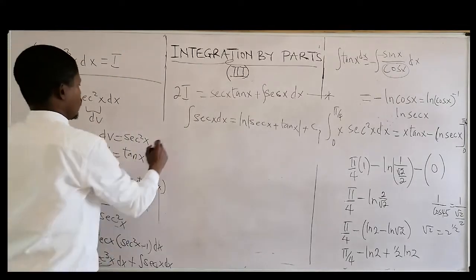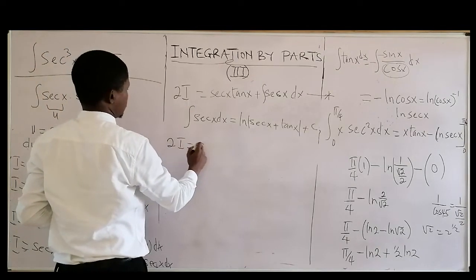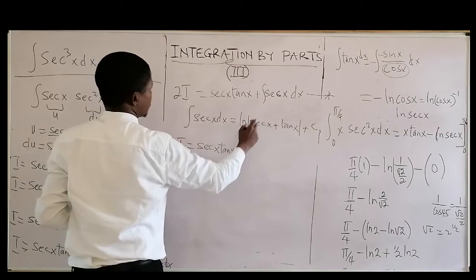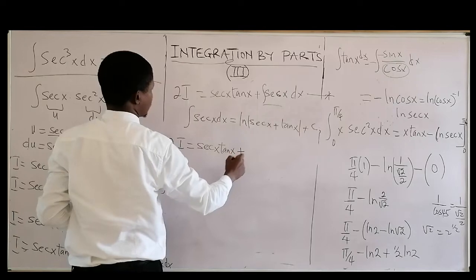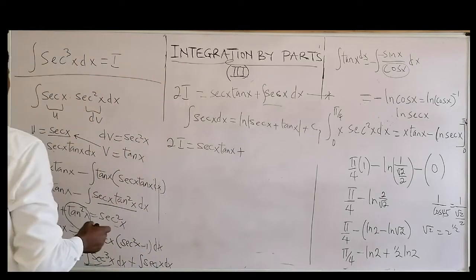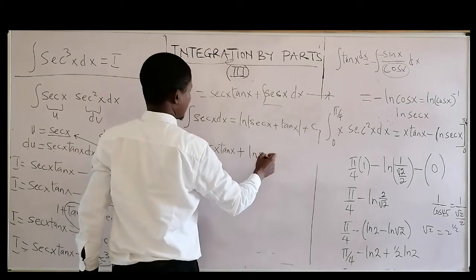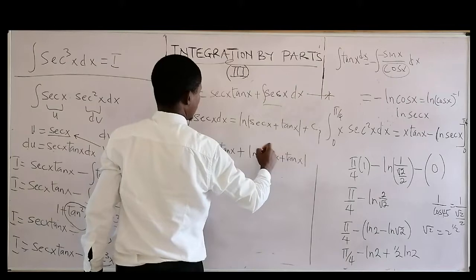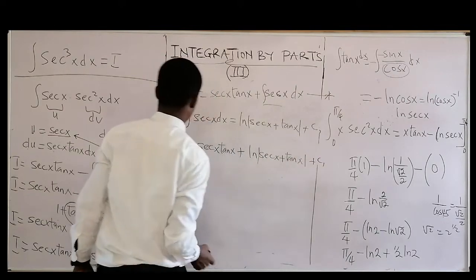Then go back to your 2I. That will be 2I equal to sec x tan x. Then we have the value for that, plus ln of sec x plus tan x, and then plus C1.